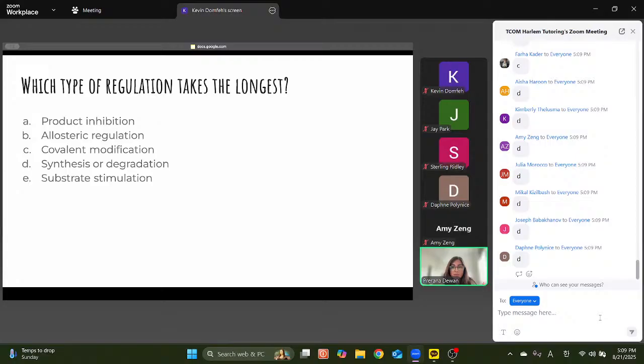Awesome. Yeah, looks like most people got it. It's D, so that's synthesis or degradation. So this is pretty much like gene expression or protein degradation because it involves transcription, translation, protein turnover. It's going to be taking the longest because you either have to make or destroy the enzyme. And then the other options listed are definitely shorter, ranging from seconds to minutes. But synthesis or degradation, anything involving gene expression is definitely going to take the longest.